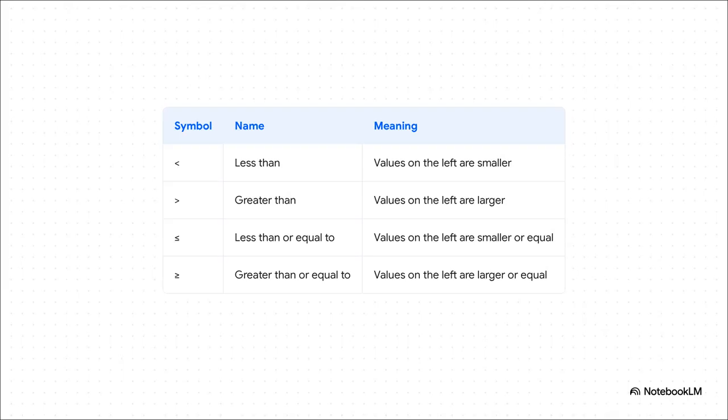So these are the four symbols that do all the heavy lifting. The top two, less than and greater than, are strict. They don't include the number itself. But the bottom two, they're inclusive. See that little line underneath? That means or equal to, and trust me, that tiny little line makes a huge difference when we start drawing.